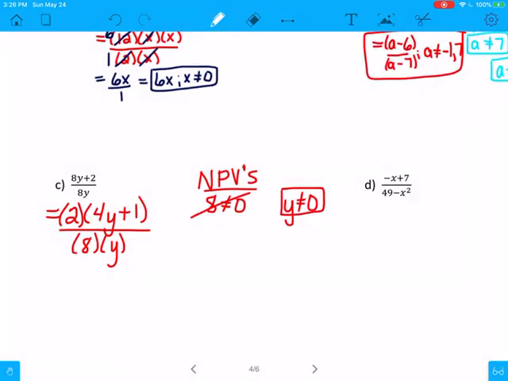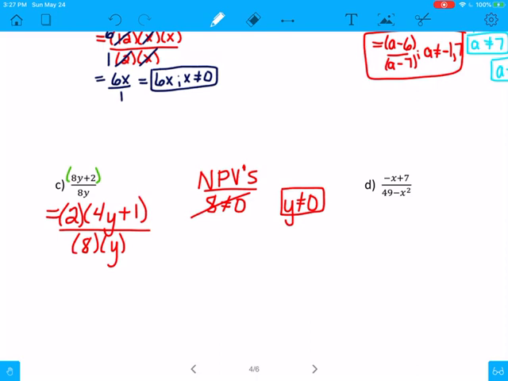So people look at C and they immediately do this. They don't do GCFs and they go like this. You can't do that because the 8y and the 2 are actually attached by a plus sign, aren't they? So they're in their own brackets. Do I have an 8y plus 2 in the denominator? No, so I can't cancel it off. So remember that plus or minus sign attaches them. Please do not cross off right away. You would be wrong.